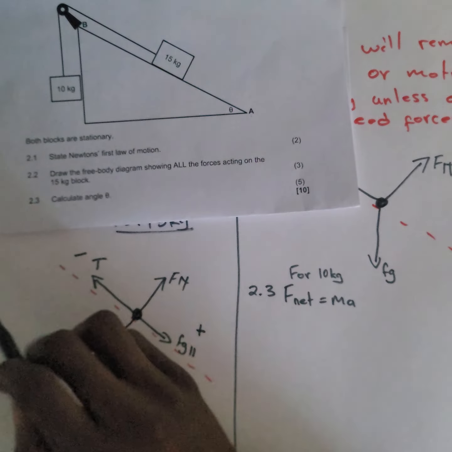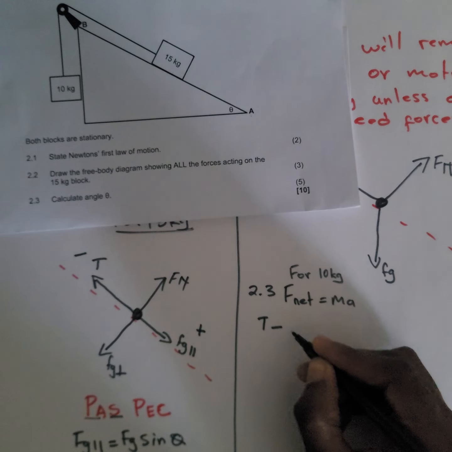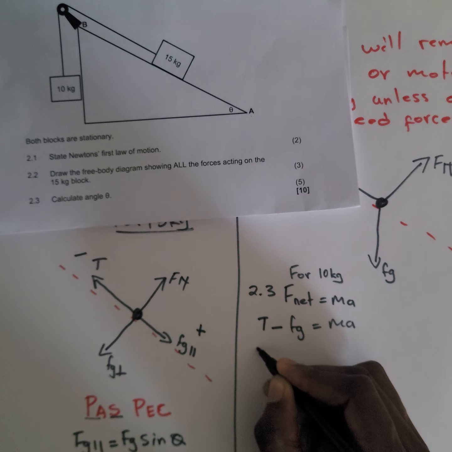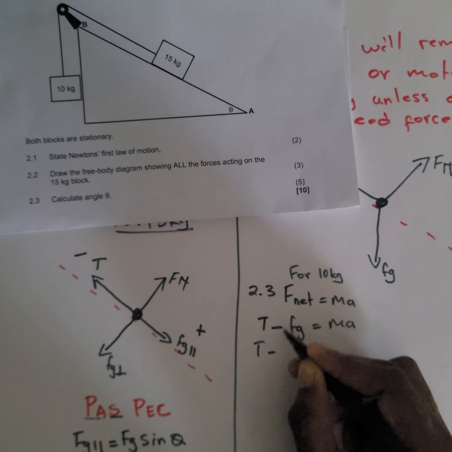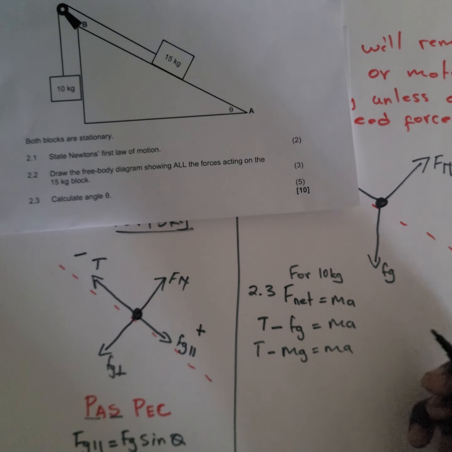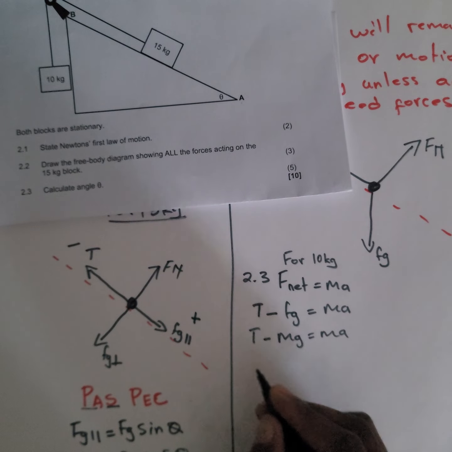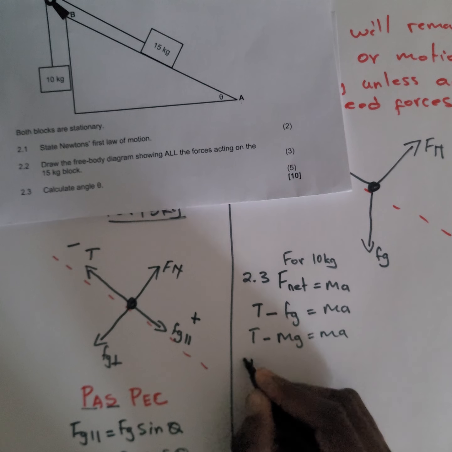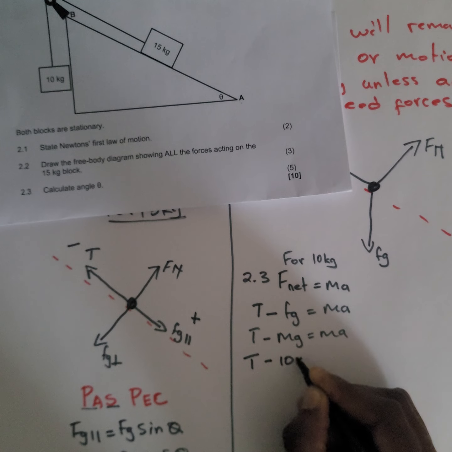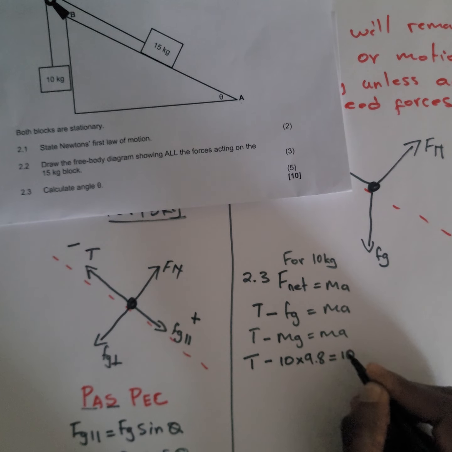So if upwards is positive, it then says to me tension minus Fg is equal to ma. And then I know that tension is equal to Fg. Fg is the weight, it's mg, equal to ma. Can I now substitute? Yes, I can. So if I substitute there, remember, I'm looking for the tension. It's going to be 10 multiplied by 9,8 is equal to ma.